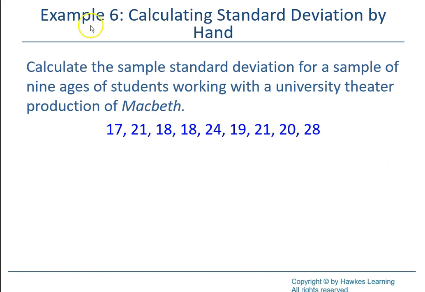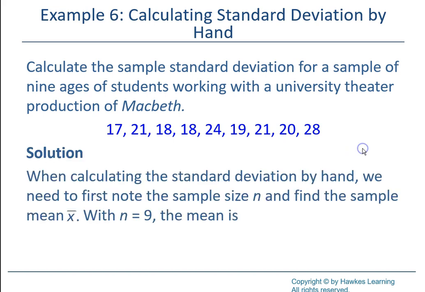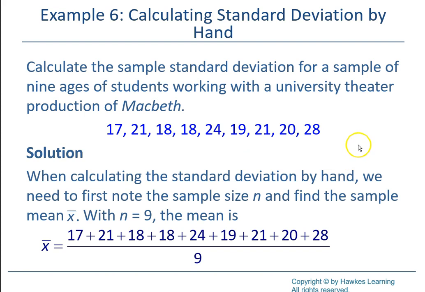So here we want to calculate standard deviation by hand. Now you might try one or two of these. I'm not going to ask you to do them all. So the first thing we have to do is find out what the mean of this would be. And our sample is 9. So once we find our mean, which is 20.67, okay?